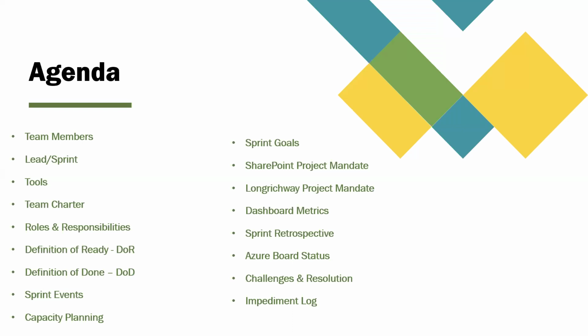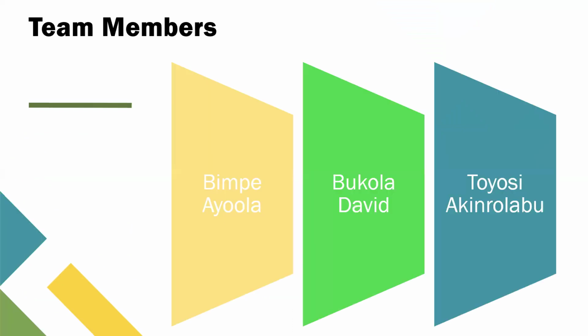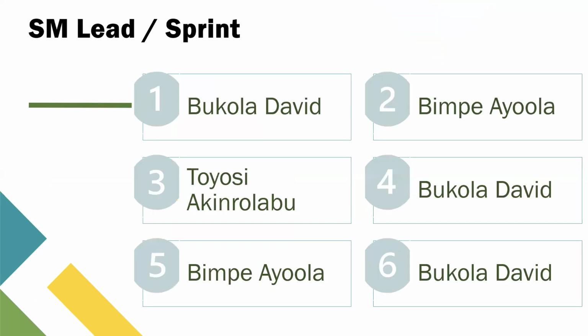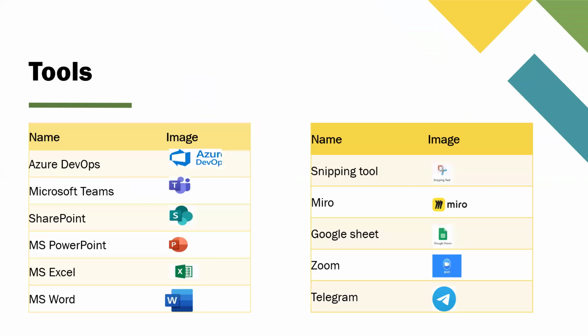This is the agenda. For the whole program, we had only 3 Scrum Masters. Those 6 of us were assigned, but 3 were the only active ones. Then these were the Scrum Masters lead. I led for sprint 1, 4, and 6. Toyosi led for sprint 3. Then Bigbe Ayola led for sprint 2 and 5. And these were the tools that were utilized during the whole program.